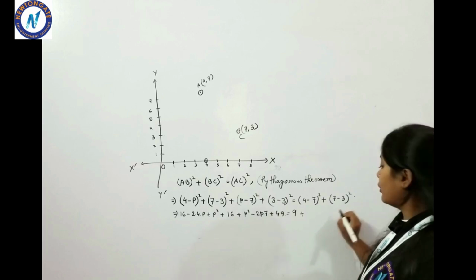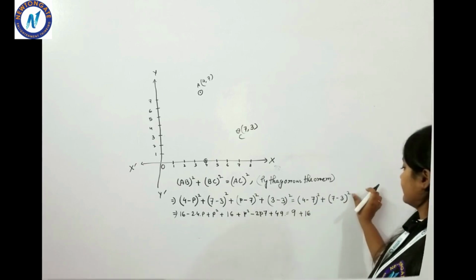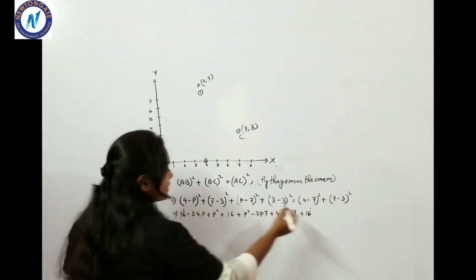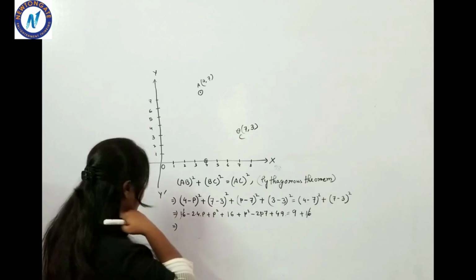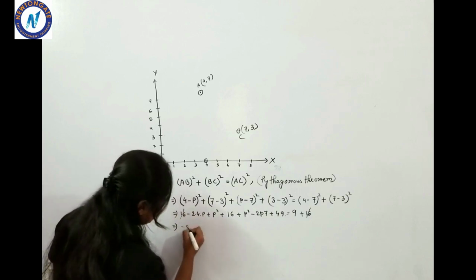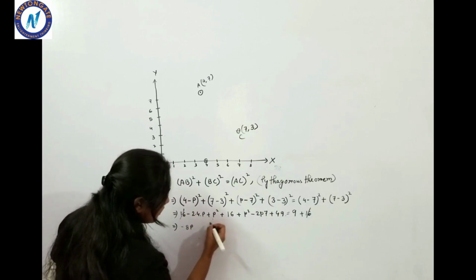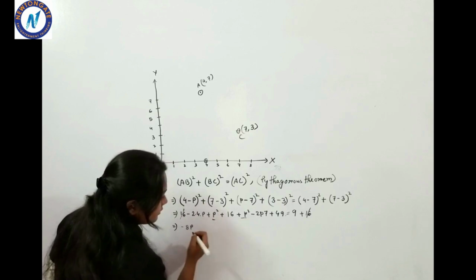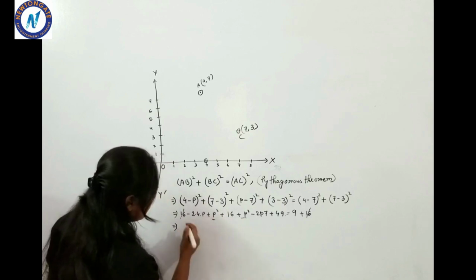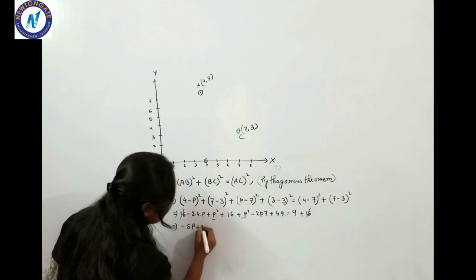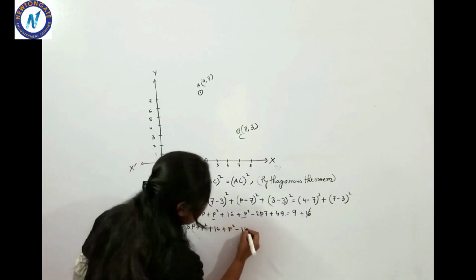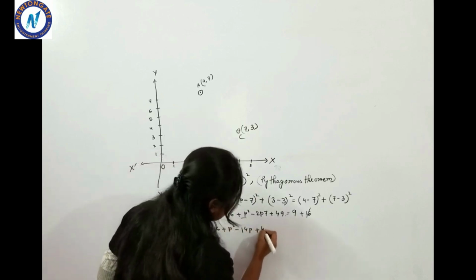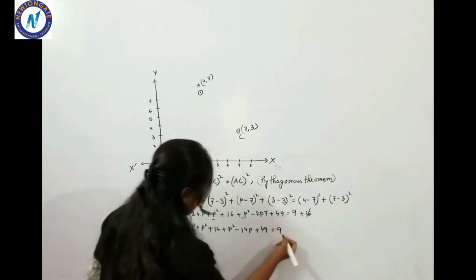The square of 4 is 16. Then 16 cancels out. Here is minus 8p, P square plus P square, minus 8p plus P square plus 16 plus P square minus 14p plus 49 equals 9.